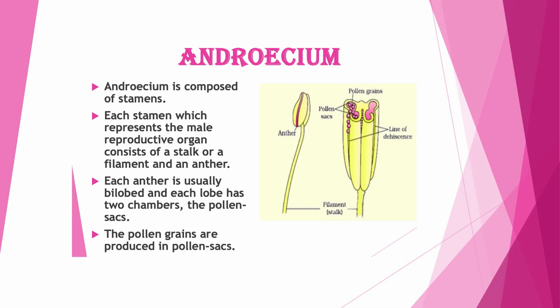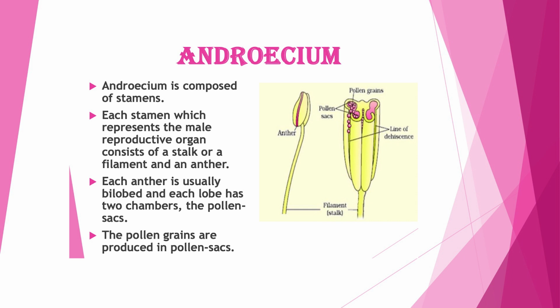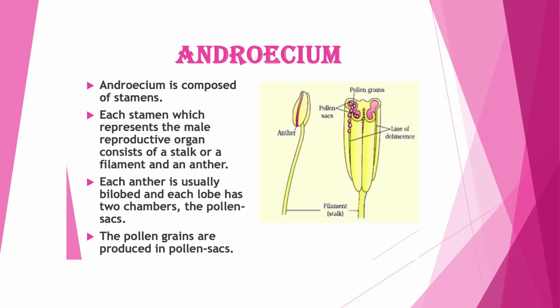Dear children, you can try to collect different types of flowers from your surroundings and observe the type of estivation exhibited by them. Now let us discuss about the male reproductive part of a flower called androecium. Androecium is composed of stamens.